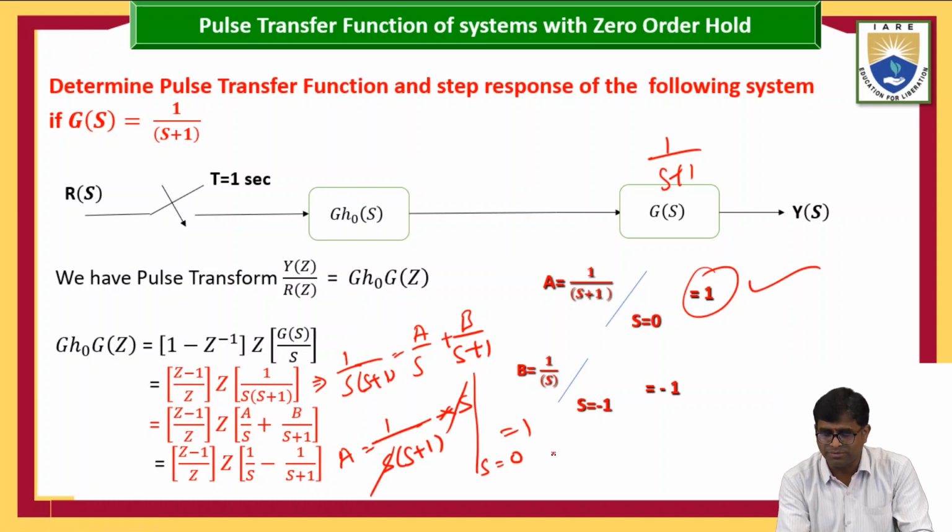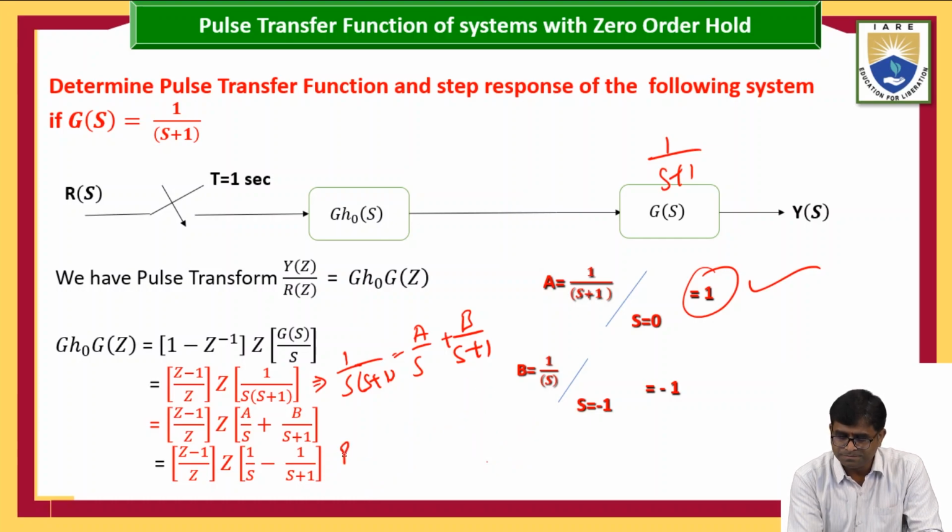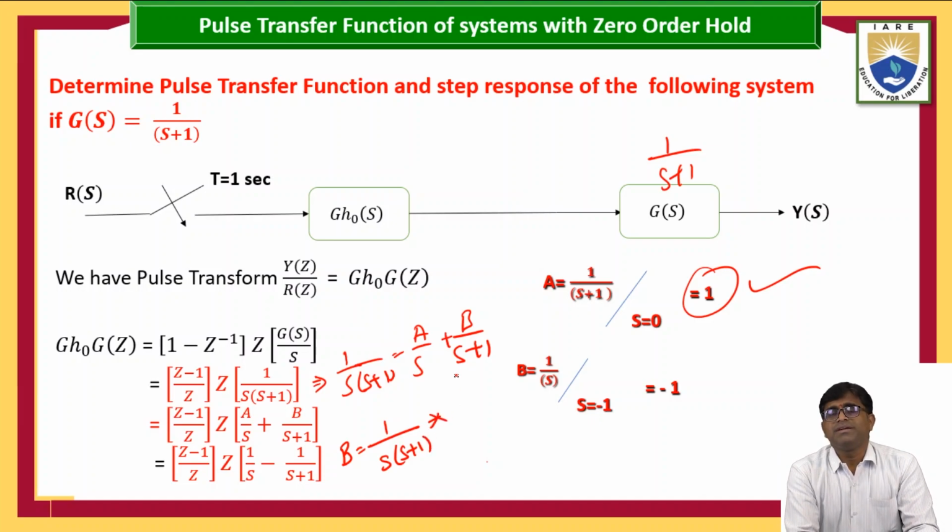Coming to the B value. What is the B value? 1 by S into (S plus 1), multiplied by the B value denominator part, which is S plus 1.